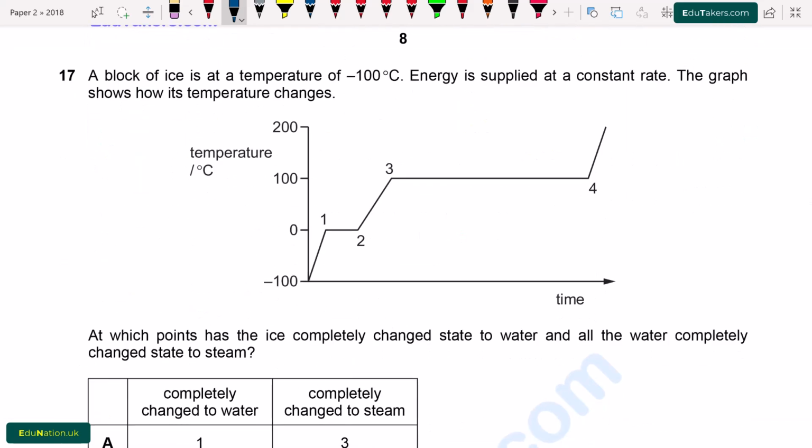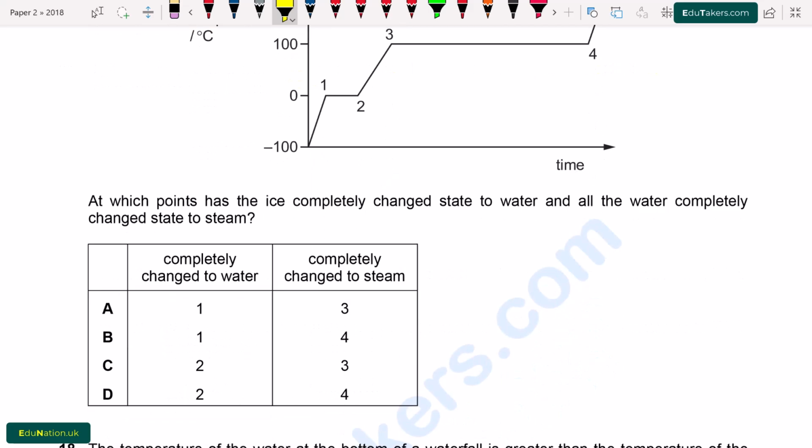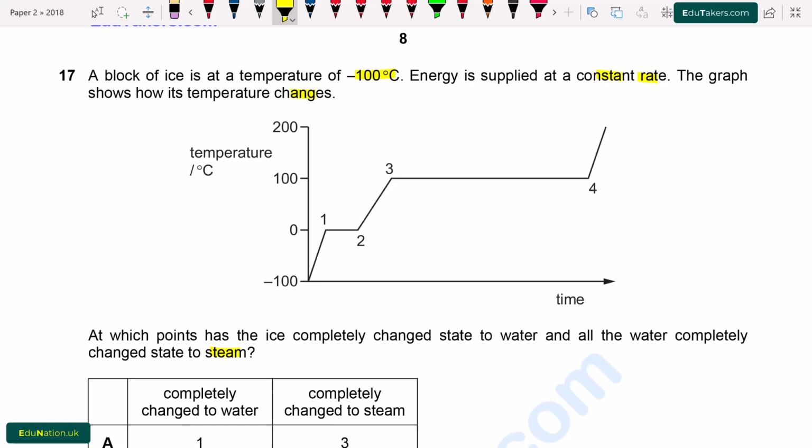Question number 17. A block of ice at a temperature of -100 degrees C, energy is supplied at a constant rate. The graph shows how its temperature changes. So there is change in temperature with the time. At which points has the ice completely changed state to water and all the water completely changed state to steam? So which point shows that ice changed into water and then water changed into steam?